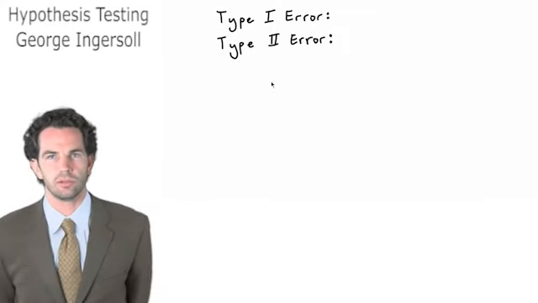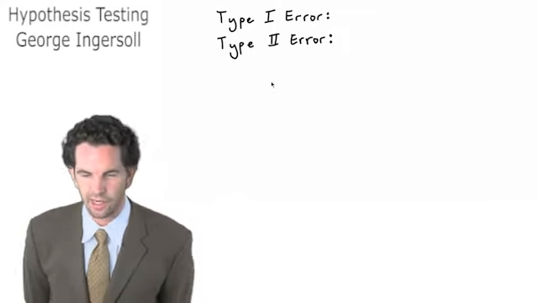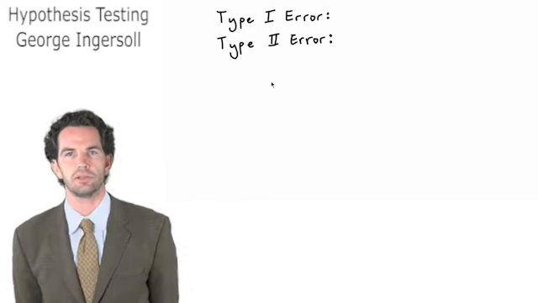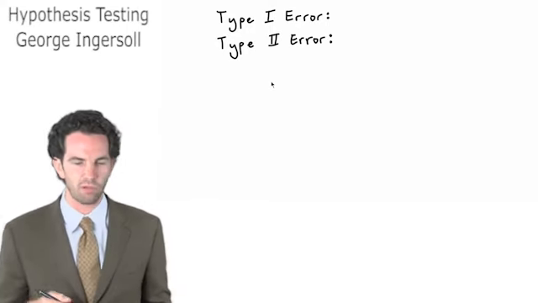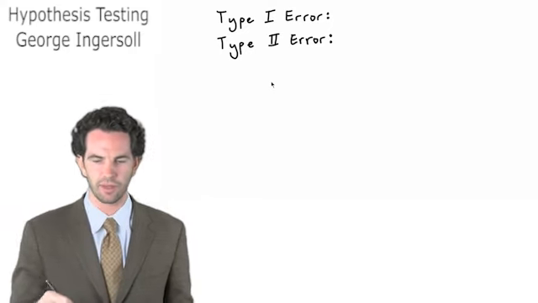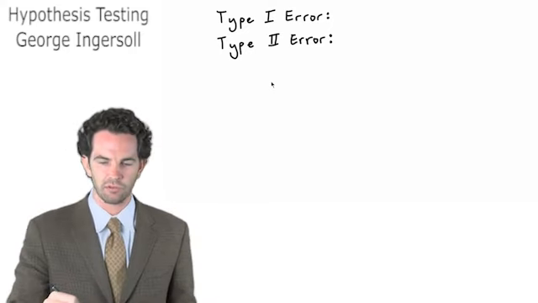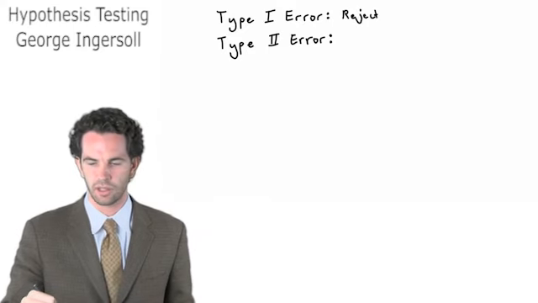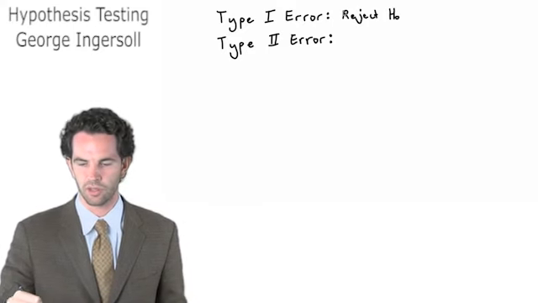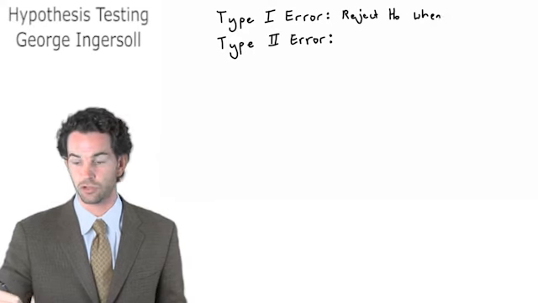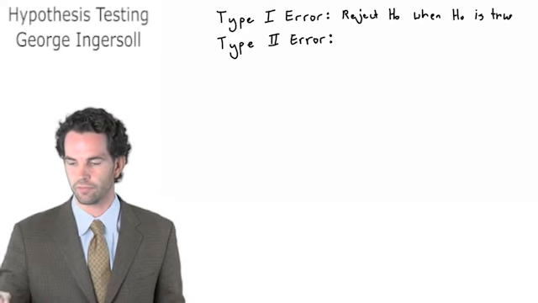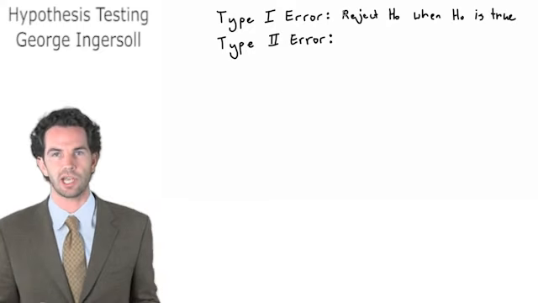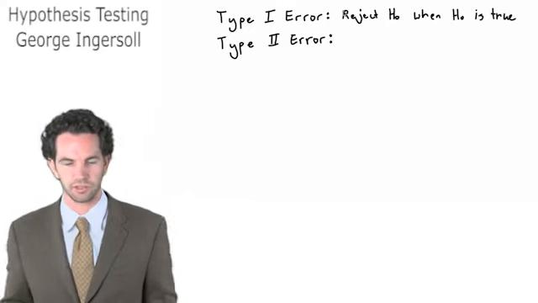this can lead to one sort of error. There are actually two kinds of errors you can make in hypothesis testing. The type 1 error is when we reject the null hypothesis when it's true. That can only happen if you end up rejecting the null hypothesis and accepting the alternate hypothesis.